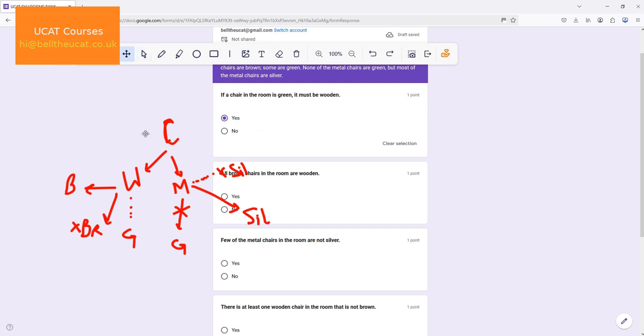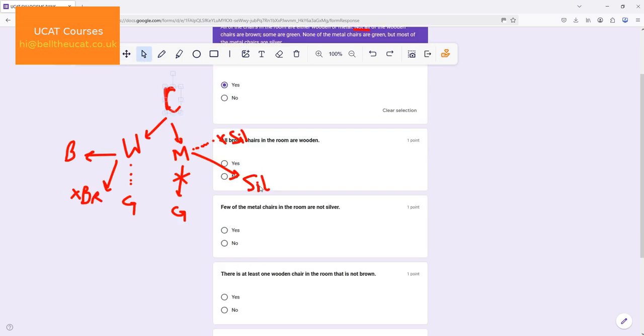So the next one is, if all the brown chairs in the room are wooden. All right, okay. Are all the brown chairs in the room wooden? No. Why not? Simple question. There are some brown wooden chairs, but there are also some metallic chairs which are not silver. So they perhaps or possibly could be brown as well.